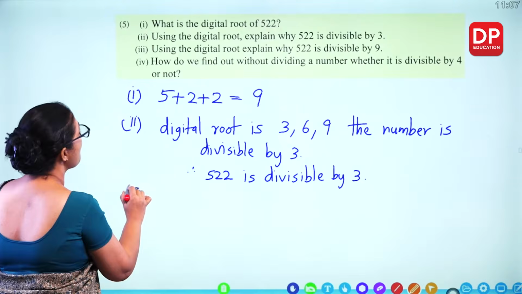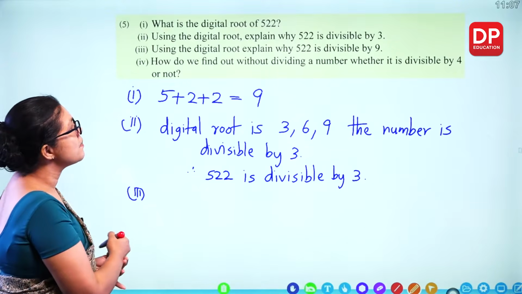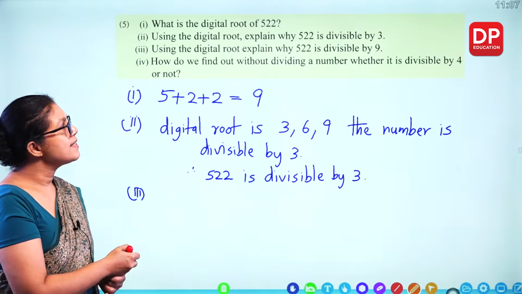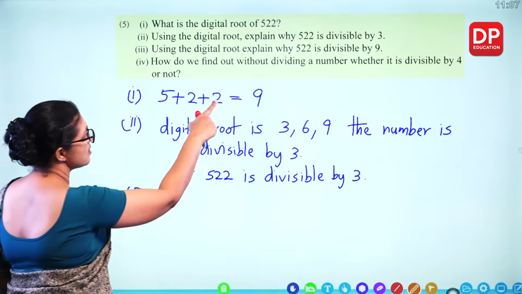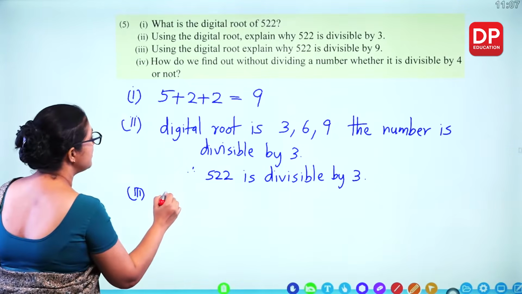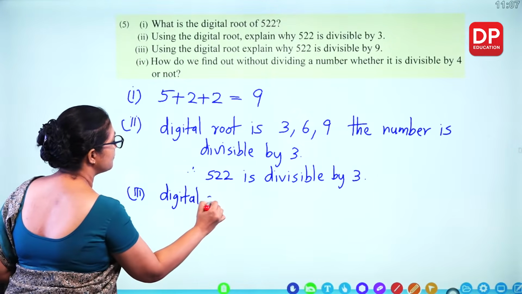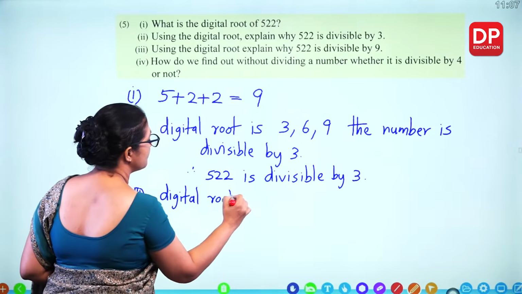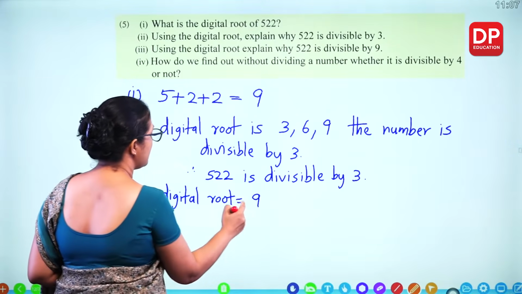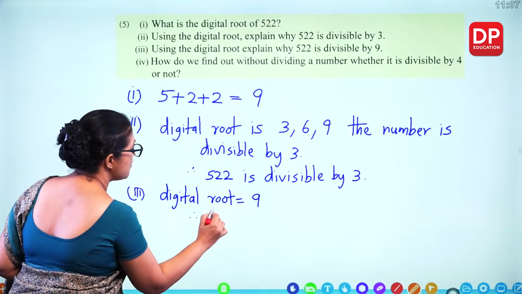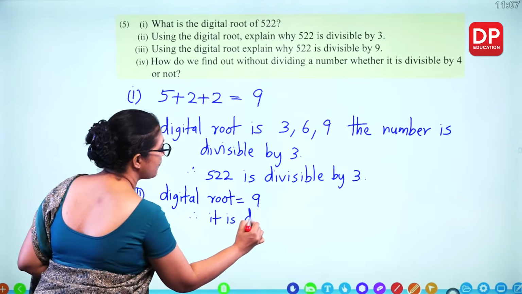Third part. Using the digital root, explain why 522 is divisible by 9. Because digital root is 9. Therefore, it is divisible by 9.